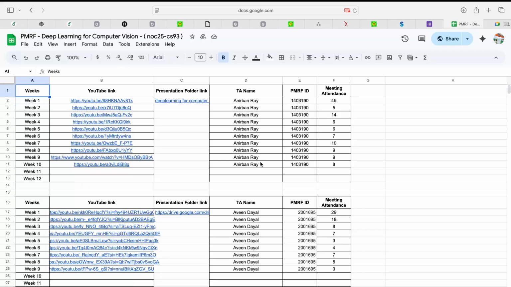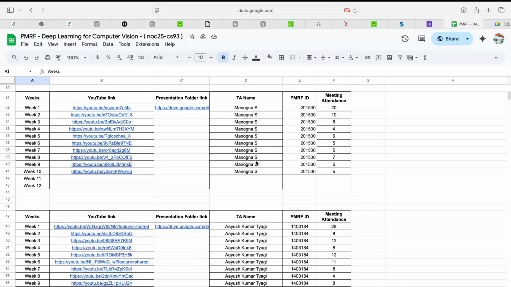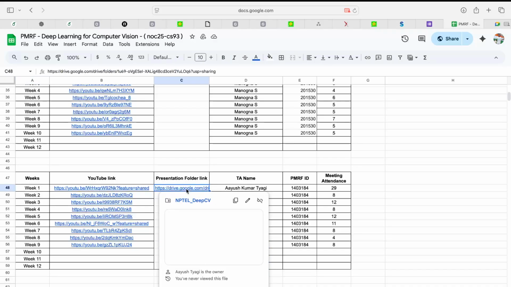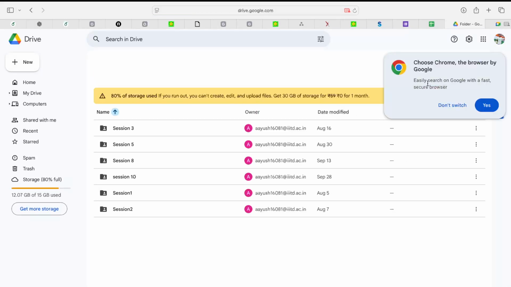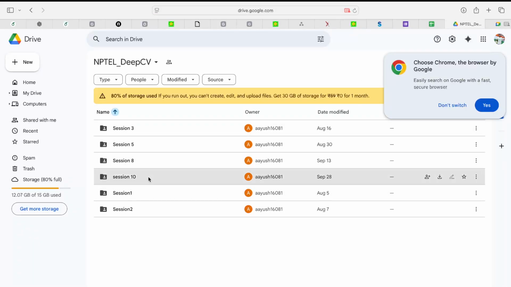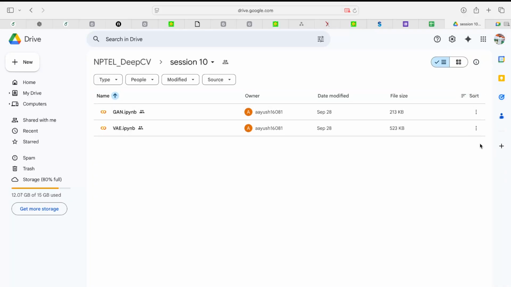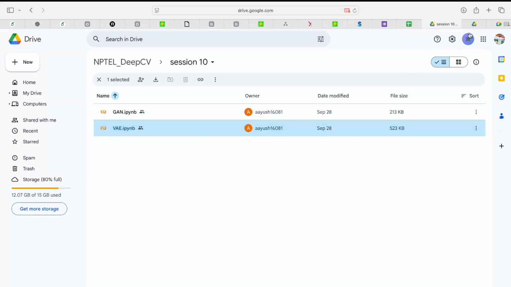I'm one of the TAs. I'm Anirban Rai here, and there are Avin Dayal, Manogna S, and Ayush Kumar Tyagi. I think Ayush shows his coding as well. So let's see. As you can see, he is sharing the codes as well. I haven't done that, I was really busy, but you can refer to these codes.